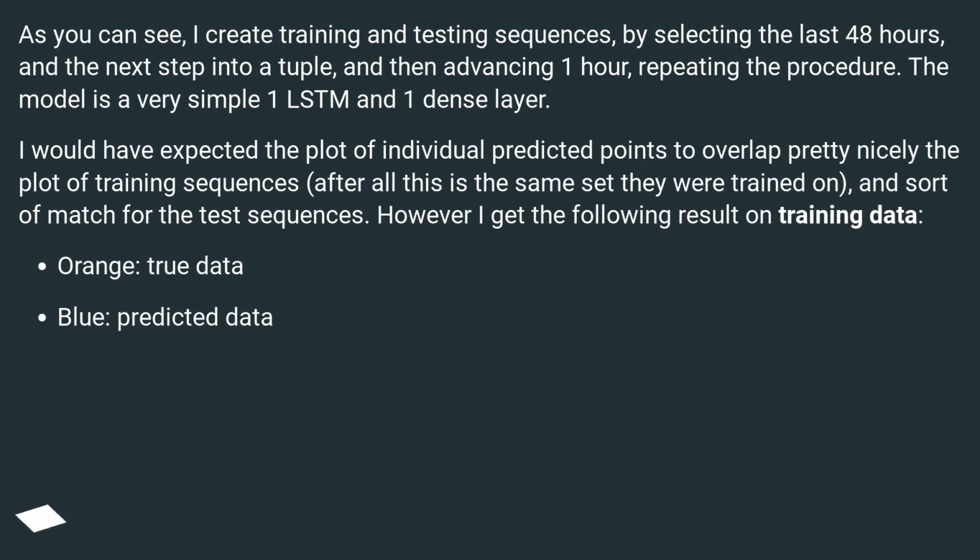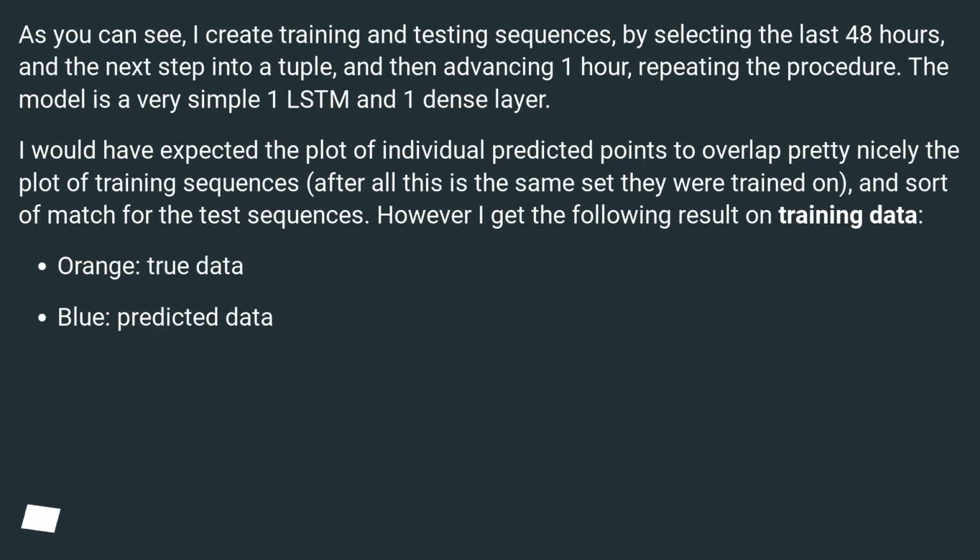As you can see, I create training and testing sequences by selecting the last 48 hours, and the next step, into a tuple, and then advancing 1 hour, repeating the procedure. The model is a very simple one: one LSTM and one dense layer.